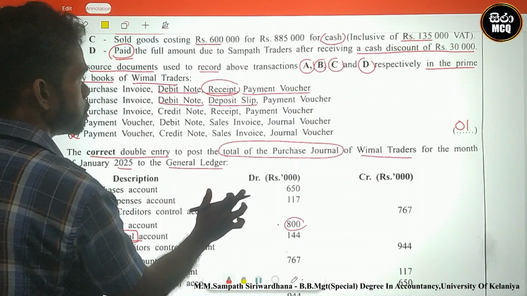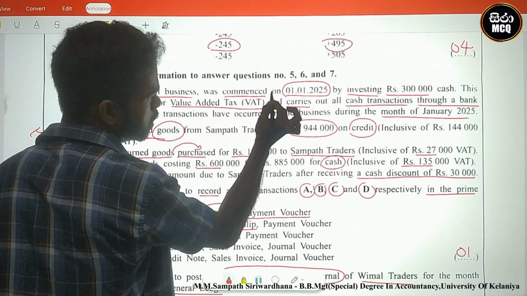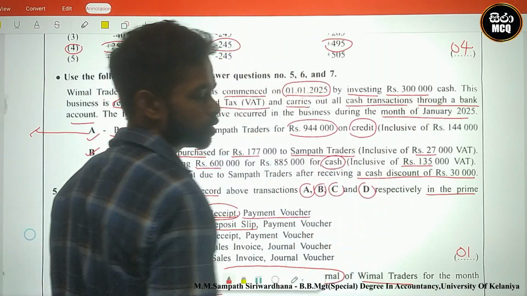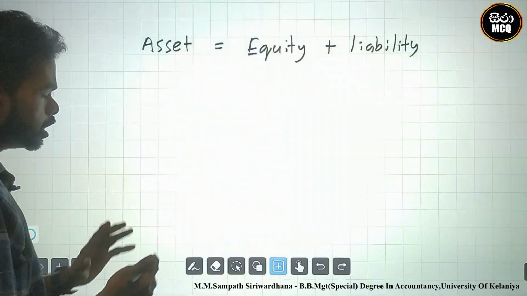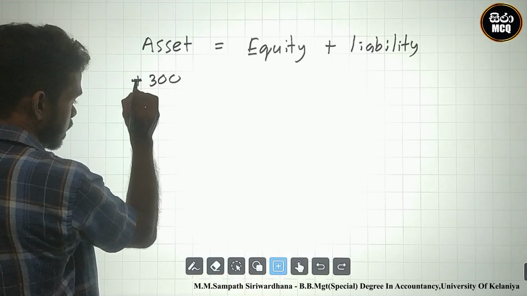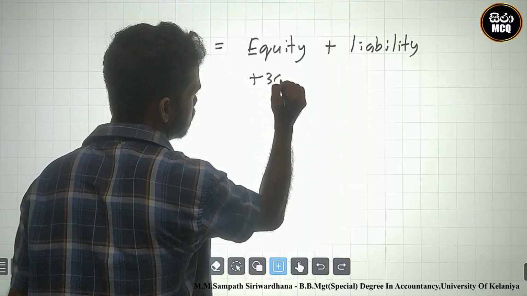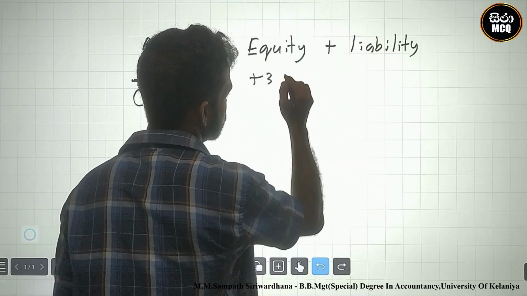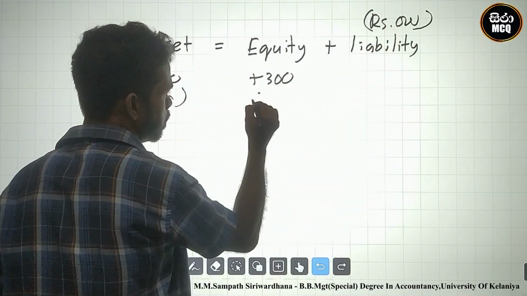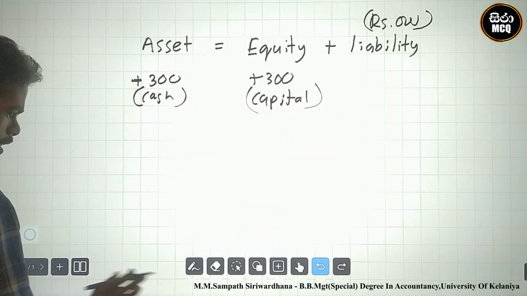First one. Vimal Traders, a retail business, was commenced on 1st January 2025 by investing 300 in cash. Cash investing, there is an asset increase in cash. Equity plus 300. This is the capital, this is the impact. Capital. Okay, the first one.